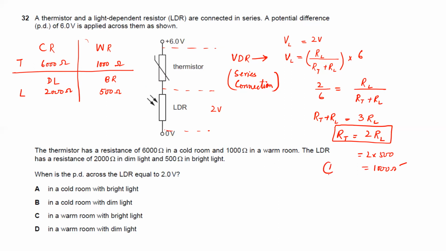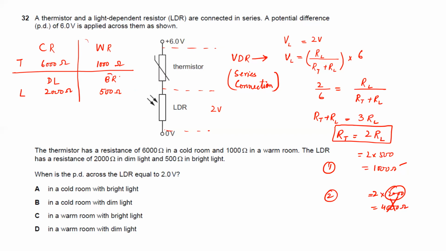That is case 1. Then case 2 is to put 2000, so we have 2 multiplied by 2000, so it will be 4000. Is there a 4000 case? No, so this is not the case. So we can't have 2000 in dim light.